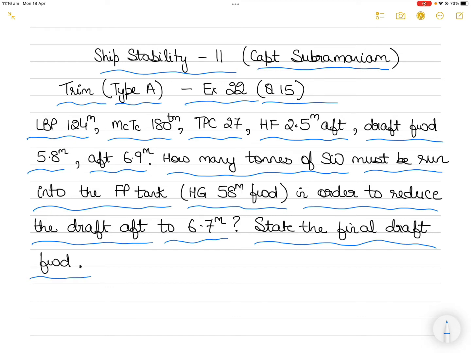You have not been asked the final draft aft because it is given to you already that the final draft aft should be 6.7 meters. Currently the aft draft is 6.9 meters. So let's draw a diagram before we start with the question.